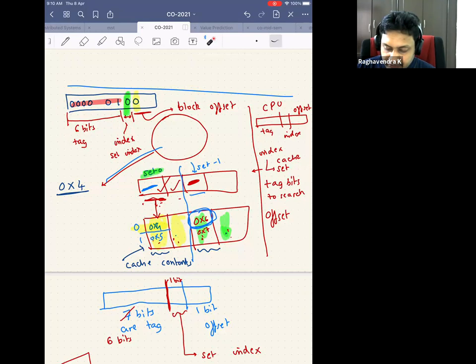So if the index bit is 0, then I power up only these 2 blocks in the cache, or these 2 tag arrays in the cache, and search these 2 in parallel, not 4 in parallel, but only 2 in parallel. And if, using the tags, the tag matches here, then let's say it matched here, then I use the offset bit and read the particular byte.